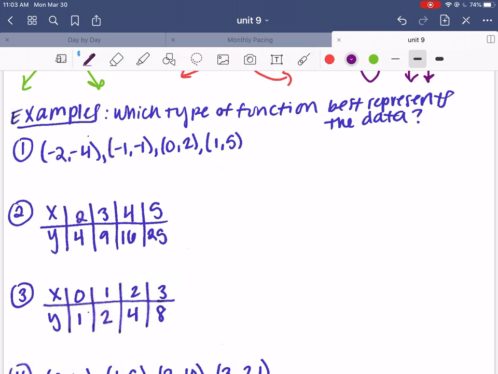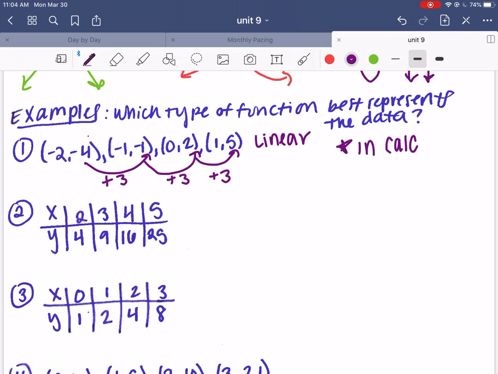But starting with number 1, if you're looking at the y values, from -4 to -1, I'm going up 3. From -1 to 2, I'm also going up 3. And from 2 to 5, I'm going up 3. This is an easy one. Since it's adding by the same number, it's going to be a linear function. In the calculator, you would need to check stat calc 4, stat calc 5, stat calc 0, with the diagnostic on. So let's actually make a note of that.